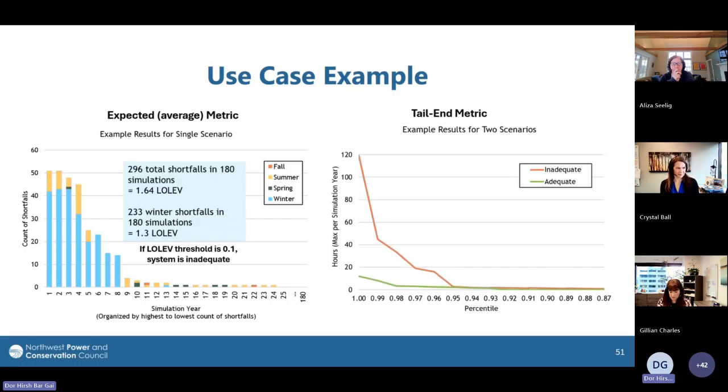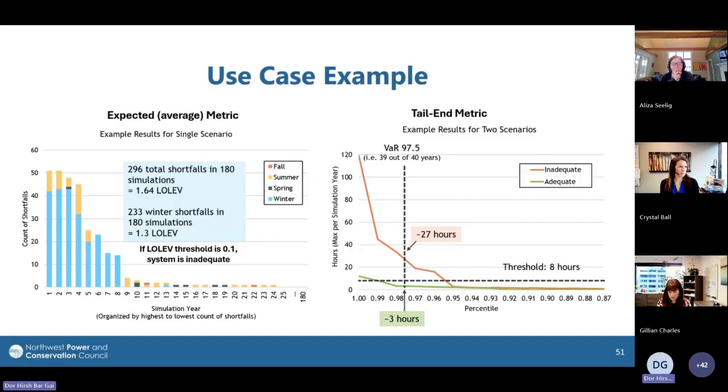The way that tail end metrics work, again, it's a similar duration curve we saw before. It goes from the maximum to the smallest. You're going to have the VAR value. In this case, it's 27 hours and 3 hours. If your threshold, in our case, 8 hours, if the VAR value is above the threshold, you would consider inadequate. If it is below the threshold, it would be adequate.